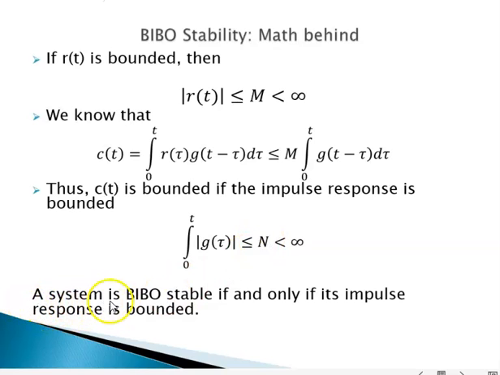So we say that a system is BIBO stable, bounded input, bounded output stable, if and only if its impulse response is bounded. So this if and only if works both ways. A system is BIBO stable if its impulse response is bounded. On the contrary, if the impulse response is bounded, the system is BIBO stable.